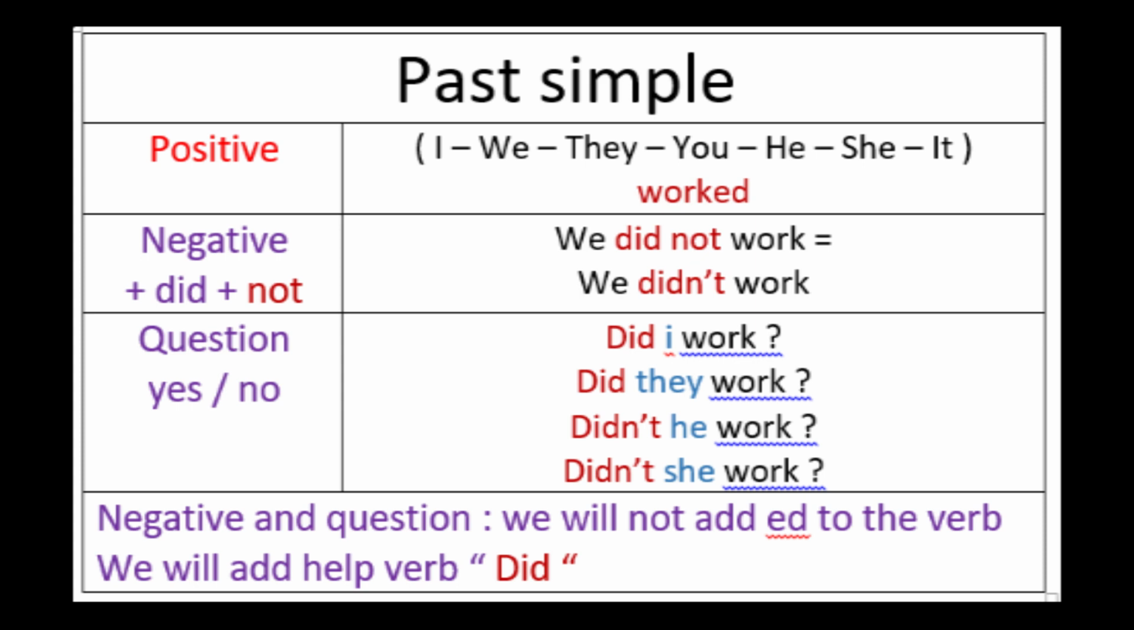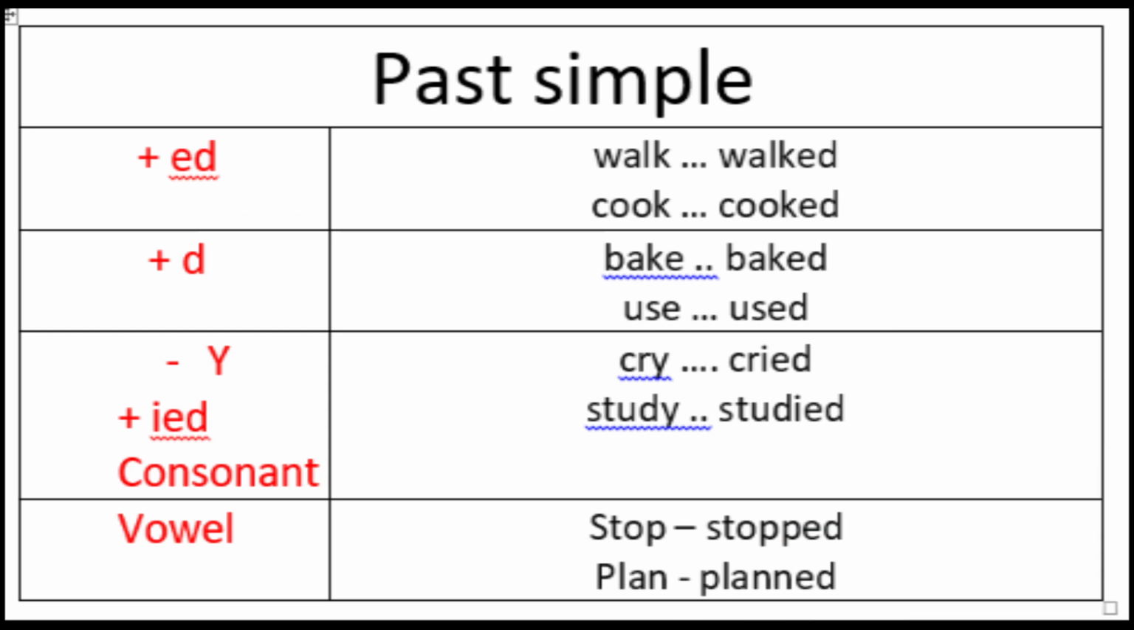Now let's look at the spelling changes we need to make when we use the past simple. I will give you some examples of when we're going to add ed. Like the verb walk, it will become walked. Cook becomes cooked. We are going to add ed. Some verbs have an e at the end of the verb. Like bake, the e is at the end of the verb, so we will say baked. We will add only d. Like use, we will also add d.